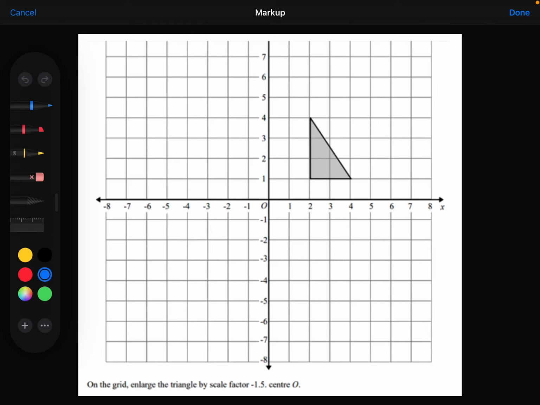We need to enlarge the triangle by a scale factor of minus 1.5. So that means it's going to get 1.5 times bigger, but in the opposite direction. And the centre's 0. So let me mark the centre on.